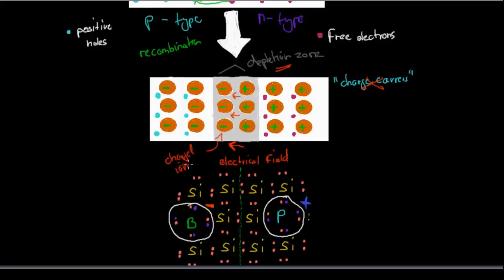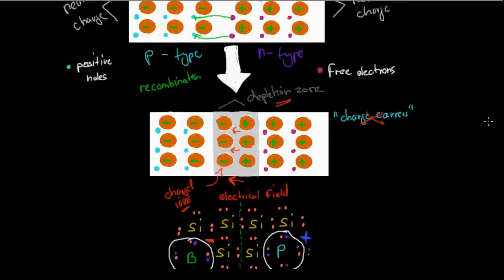They were neutral before, and now we have the charged ions by themselves. And what that means is that at that position, we have an electrical field being produced. This electrical field is defined as going in the direction that a positive charge would experience. So a proton would be deflected in this way.